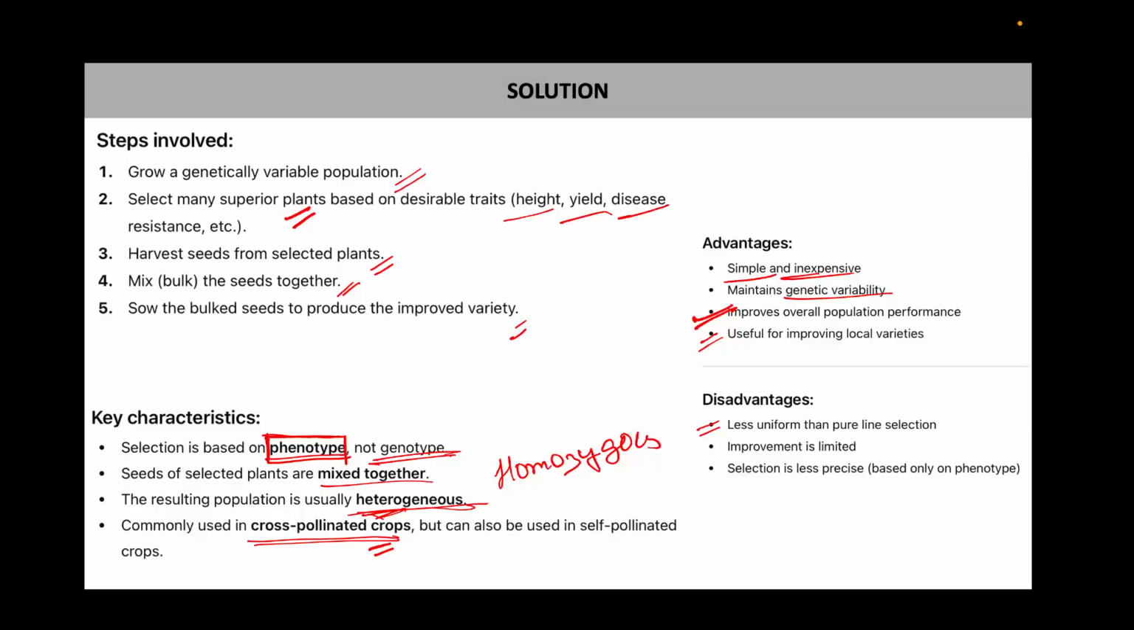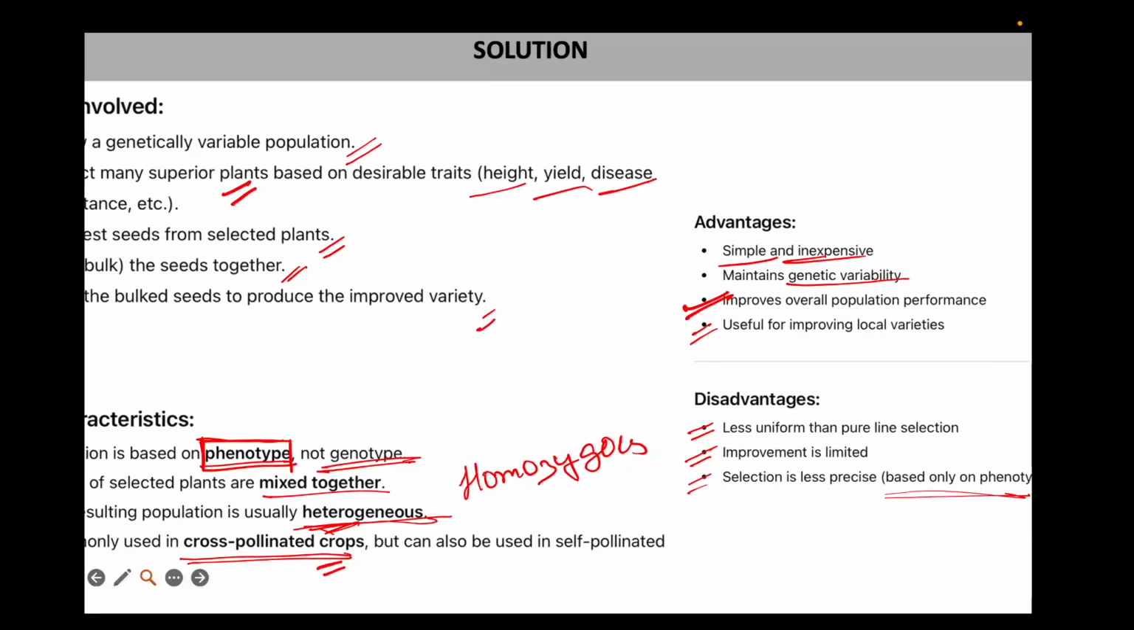Also, the improvement is very limited, because the traits will ultimately come from the population that we are picking. We are not adding any other trait from some other population. So the improvement will be limited to the traits of that particular population only. Third is that selection is very less precise and it is based only on phenotype. That is why there is no role of any molecular advancement in this case.